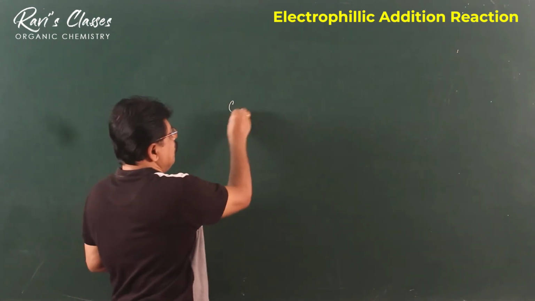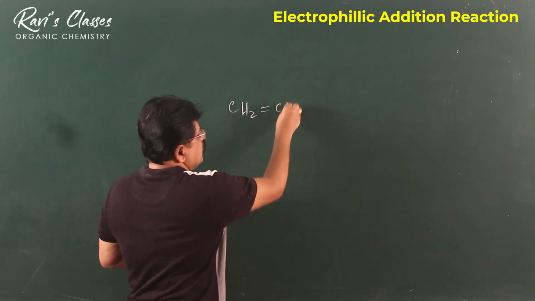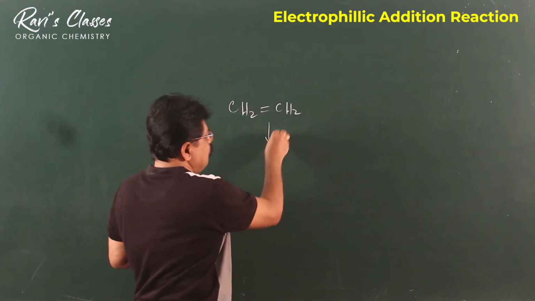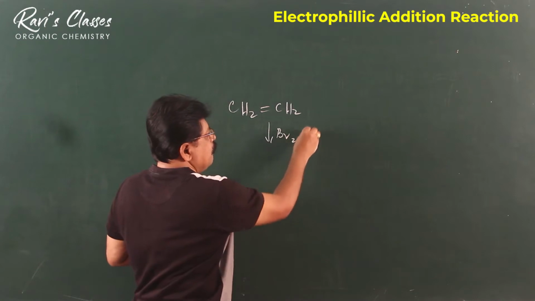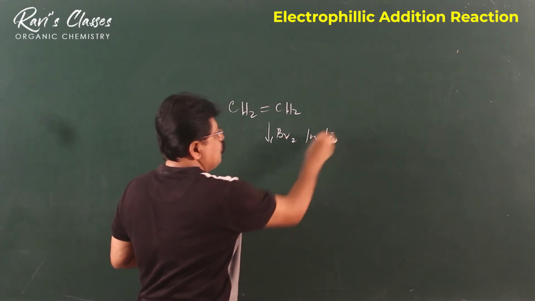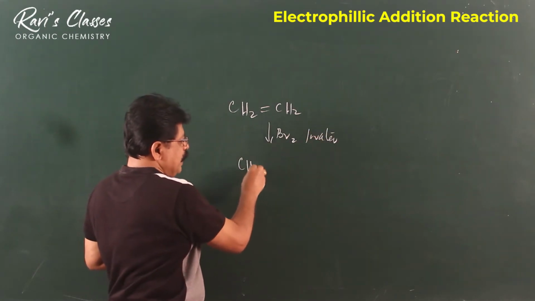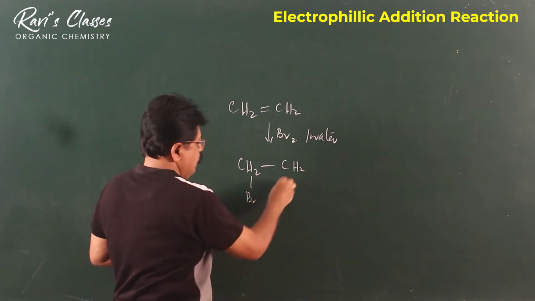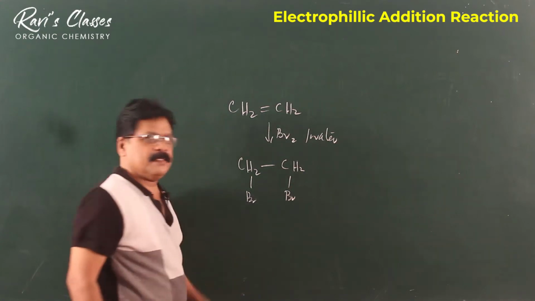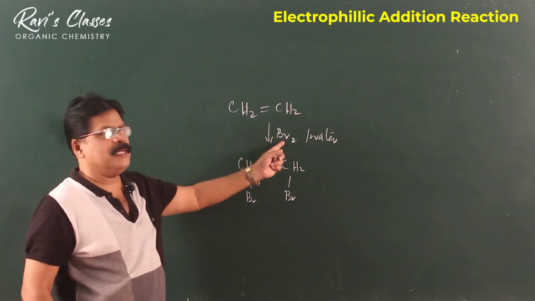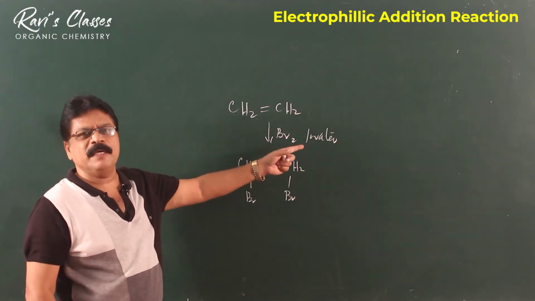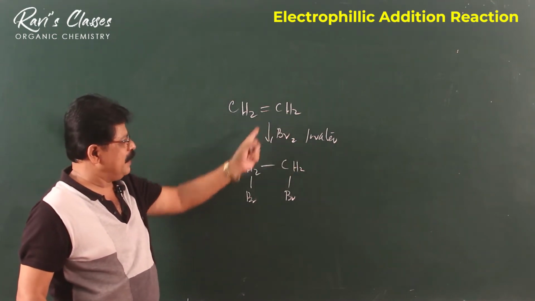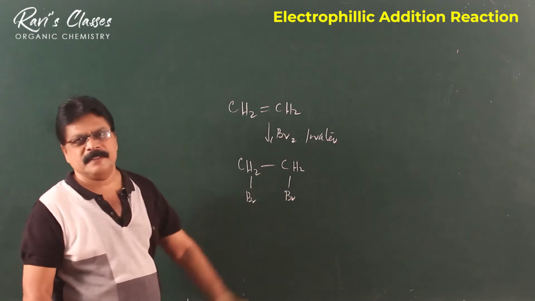Now, for example, CH2=CH2. Whenever it is treated with bromine, be it bromine water or bromine in CCl4, the double bond will break and we get this. So, it could be bromine, it could be hydrogen, it could be HBr, it could be water, H-OH, whatever it is, the double bond will break and you get two different things.